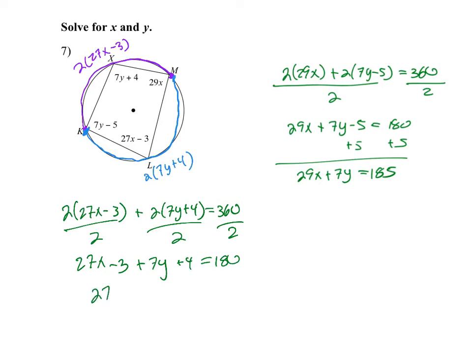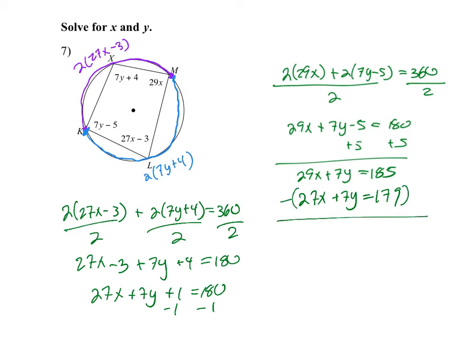So 27x plus 7y plus 1 equals 180. So minus 1 on both sides, I'm going to have that 27x plus 7y equals 179. Now I have two equations that I can solve by system of equations.